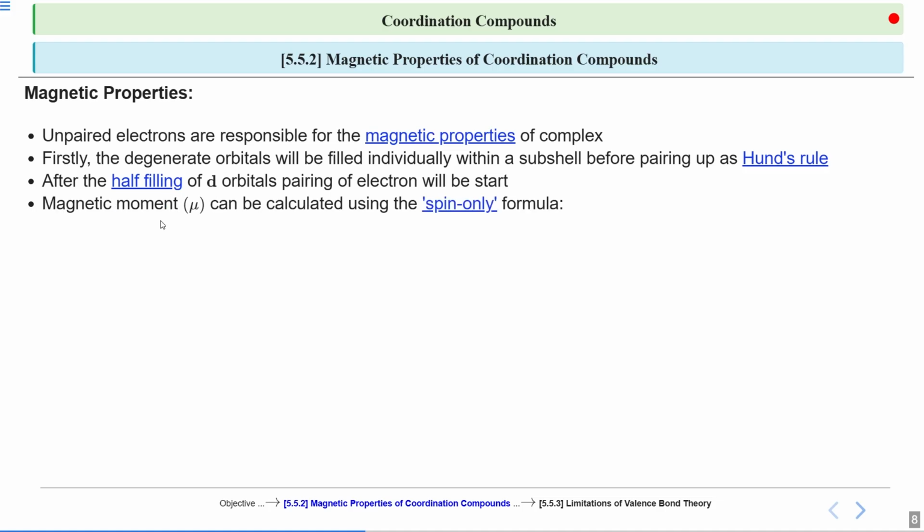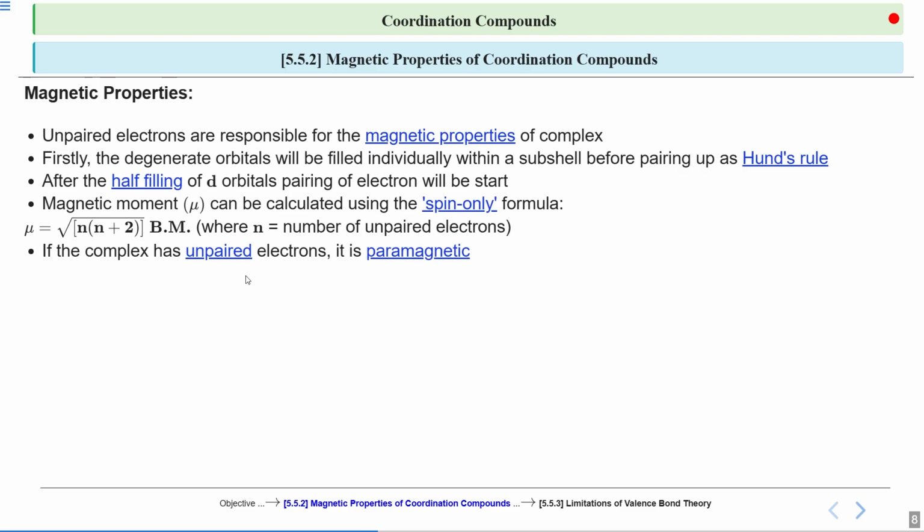Magnetic moment, denoted by mu, can be calculated using the spin-only formula, which is given by mu equals the square root of n(n+2) Bohr magneton. Bohr magneton here is the unit for the calculation of the magnetic moment, and n in this formula represents the number of unpaired electrons present in any complex.